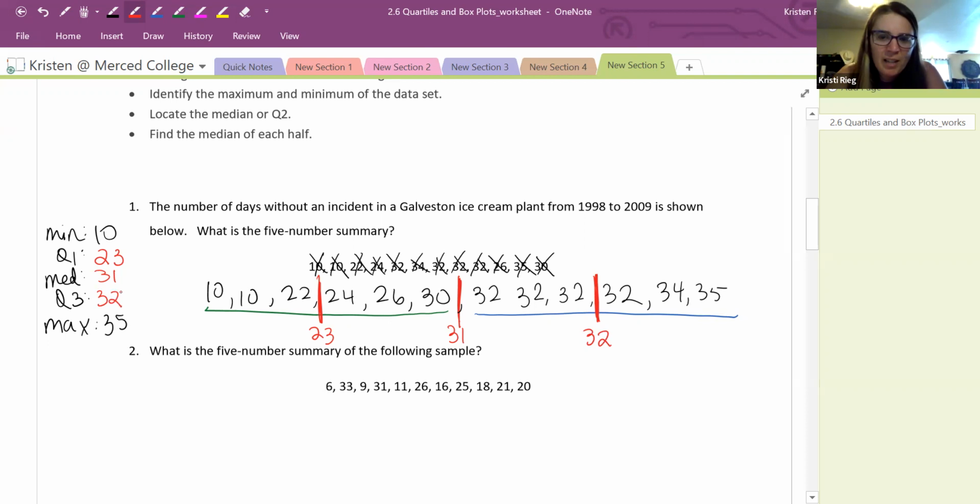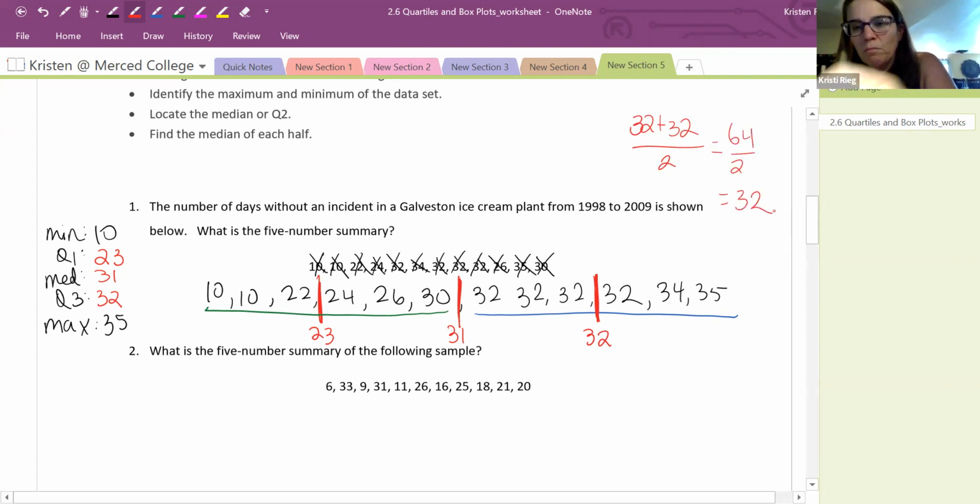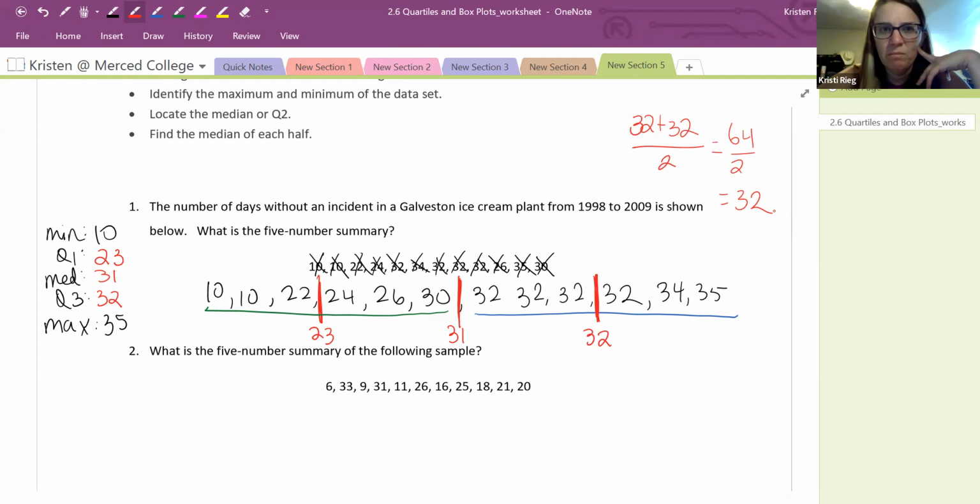If that didn't make sense, or you're like, that was actually so easy, I didn't even think of it, how did you come up with that? It's the same. You add them up. 32 plus 32 divided by 2, 64 divided by 2, equals 32. So you can do the math on it, absolutely, or you can just kind of feel your way through it if it pops into your head.